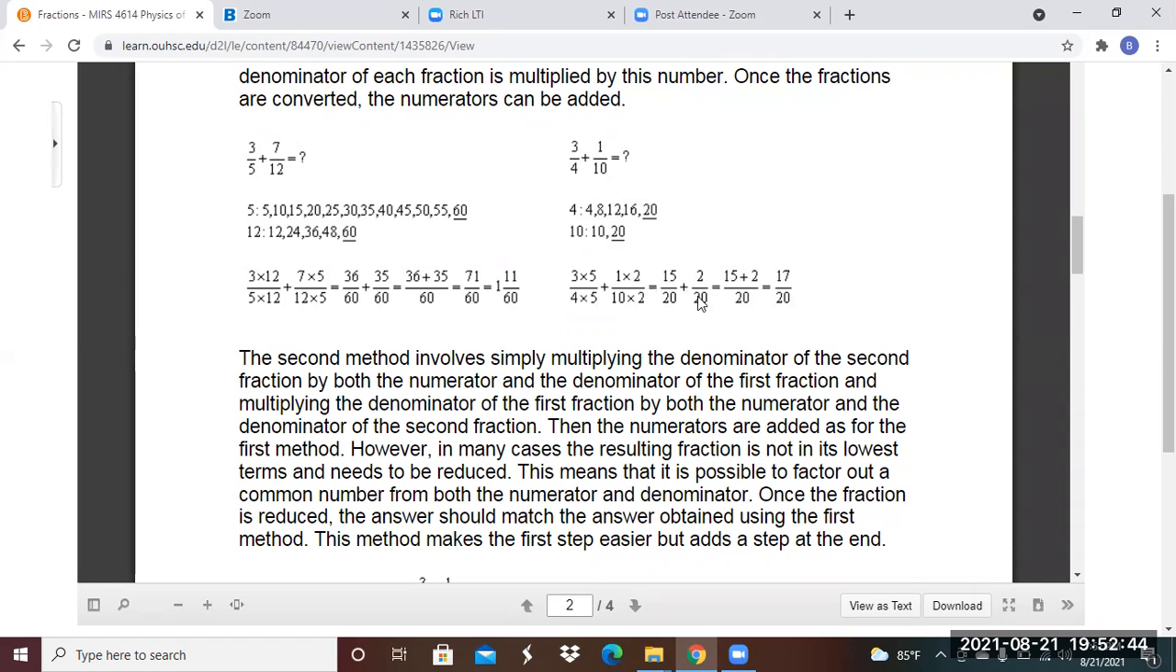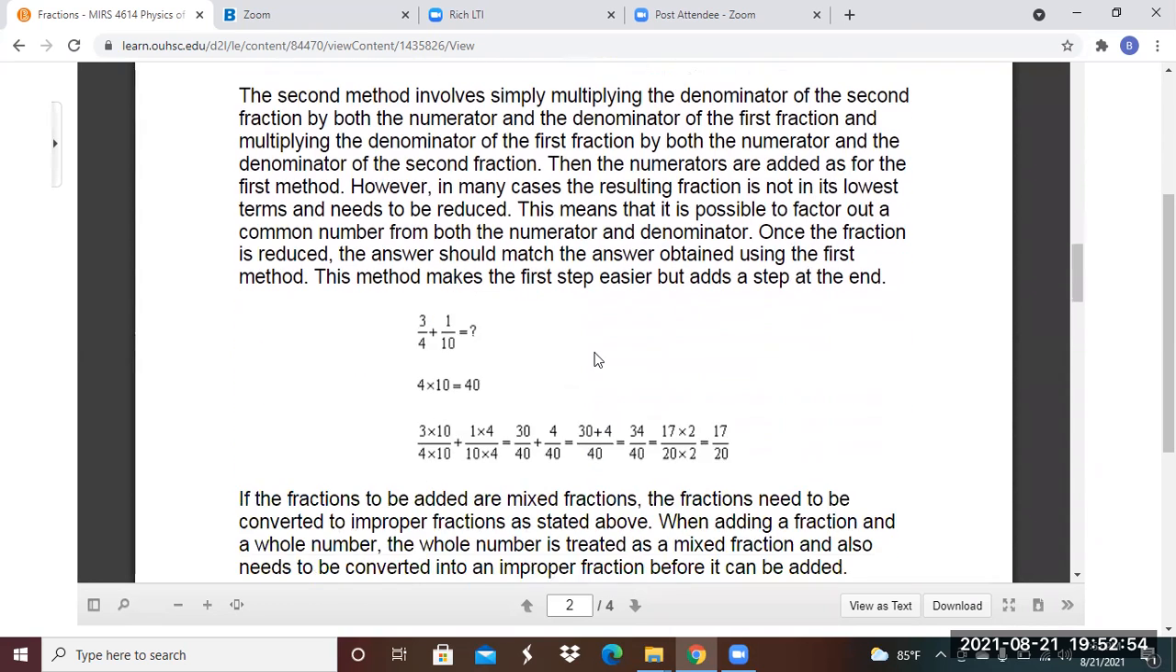Adding the two numerators together, which you can do for fractions that share the same denominator, you end up with 15 plus 2 over 20. That's 17 over 20. So that's the least common denominator method.